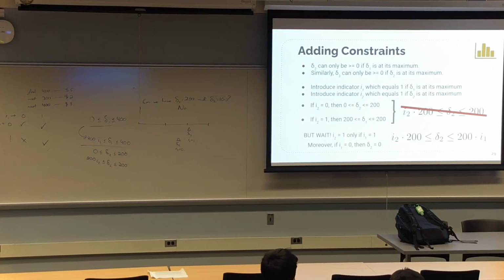I'll pause if there are any questions right now. Why don't we do what Ishan said, like 200 I1 and 2? That allows delta 2 to go up to 200. Oh, this is one constraint. Other questions?